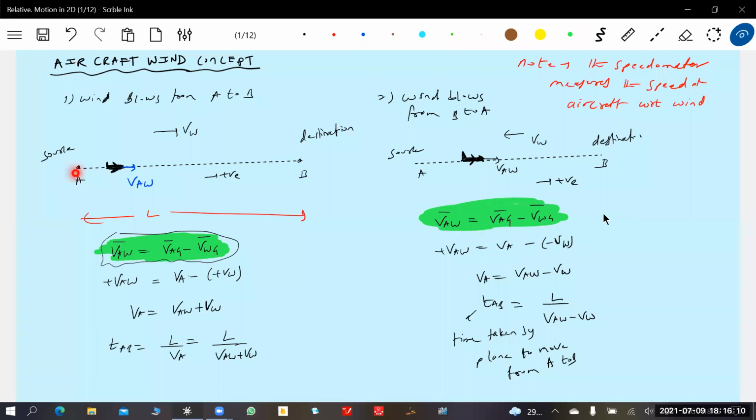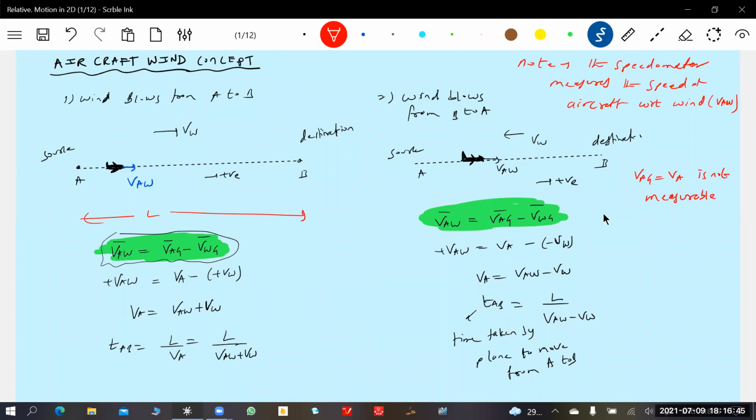The source and destination will be there on the ground only. So altogether, to move from A to B, what is the velocity of plane with respect to ground? That's what is needed, and this is not measurable. So what is measurable? VAW is measurable. The speedometer measures the speed of aircraft with respect to wind. That is VAW. VAG or VA is not measurable.